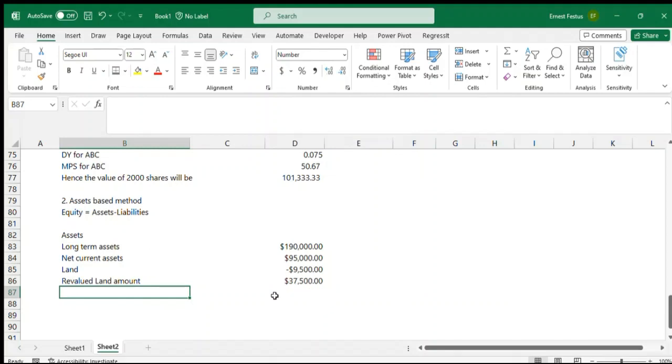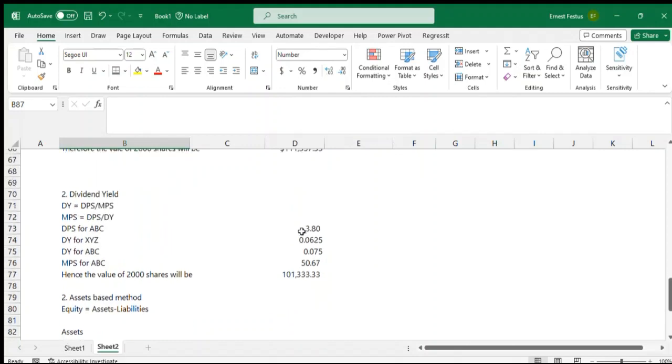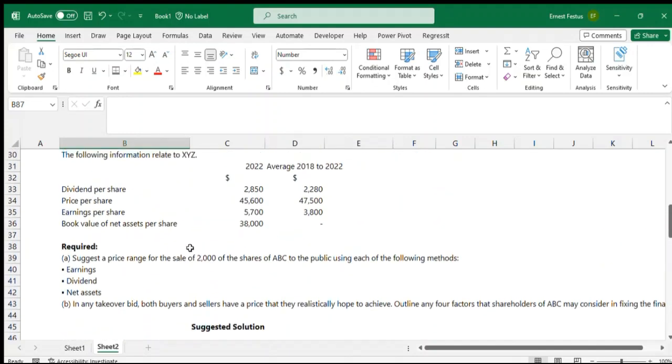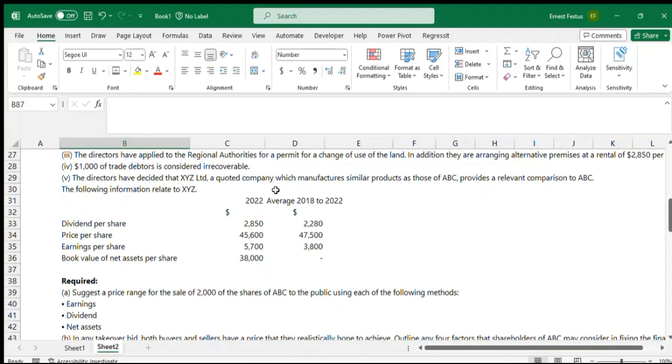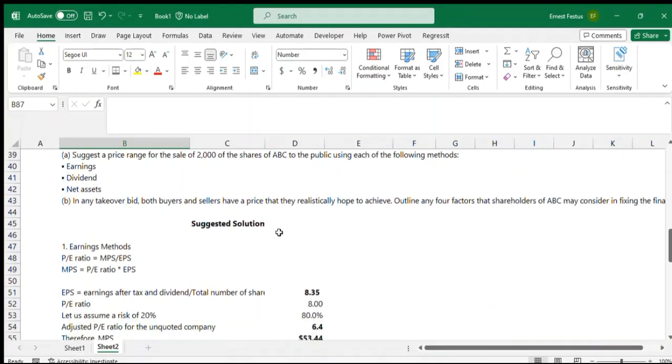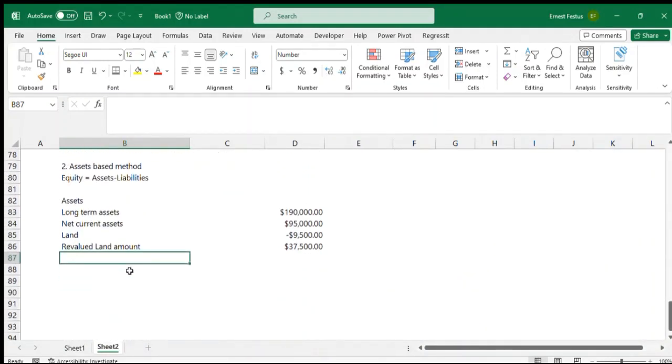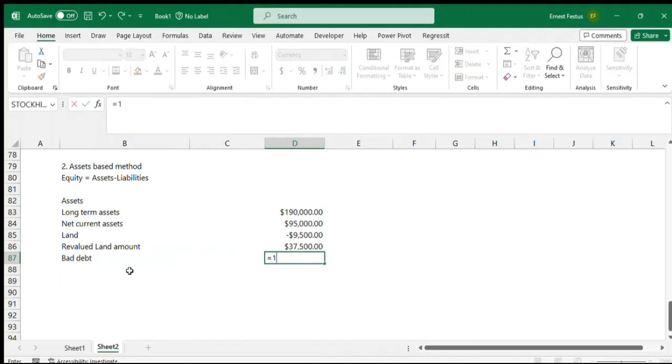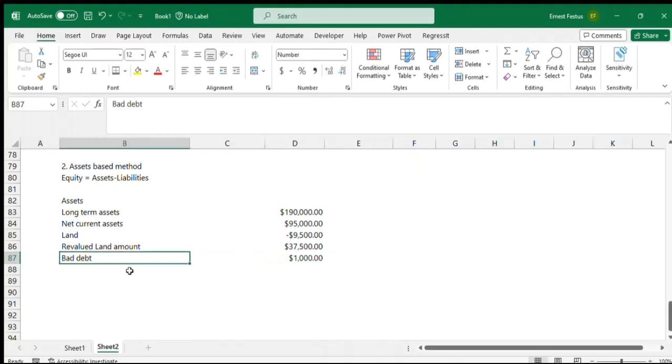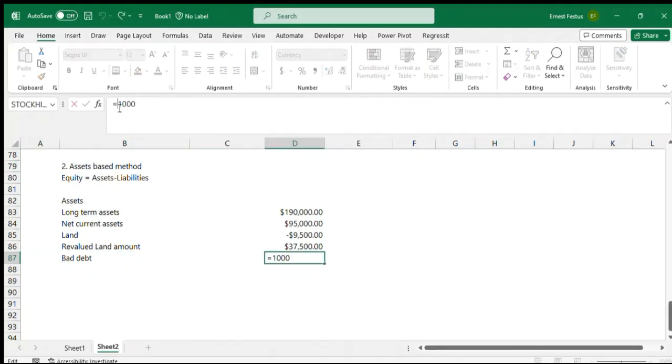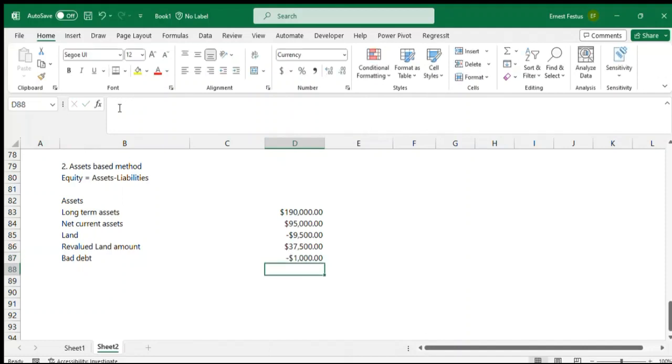Alright, and then the next thing we want to do is we have a current asset element here, and we know that included in current assets is receivables. Now the additional information tells us that 1,000 of our receivables are considered irrecoverable, and so that means that our receivables amount has reduced by 1,000, and so we'll write bad debt, and the amount is 1,000, and that is going to be subtracted. So this should be negative, so I have that 1,000.